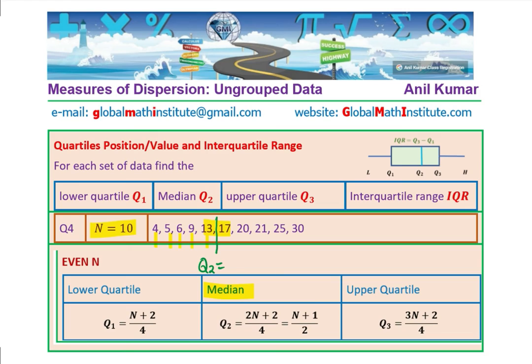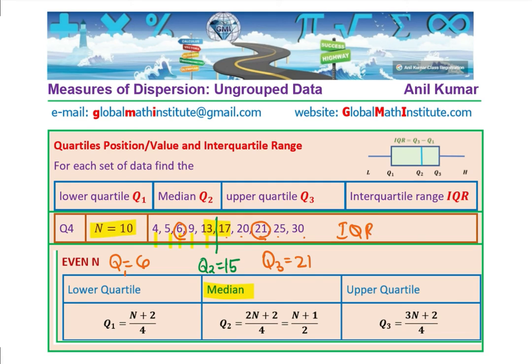13 plus 17 divided by 2 gives us 15. Is that clear to you? Now on the right hand side and on the left hand side, we have the other equal parts, which have to be divided equally. That is the meaning of quartile. So 1, 2, 3, 4, 5 means 6 is right there in the center, right? And here we have 1, 2, 3, 4, 5. 21 is right there in the center. So Q1 is equal to 6 and Q3 is equal to 21.